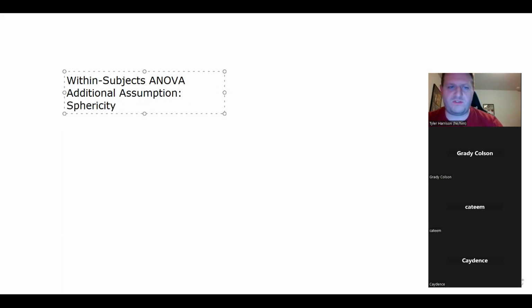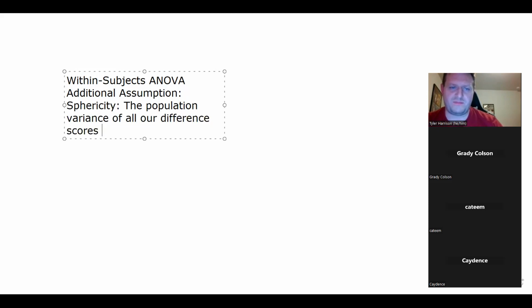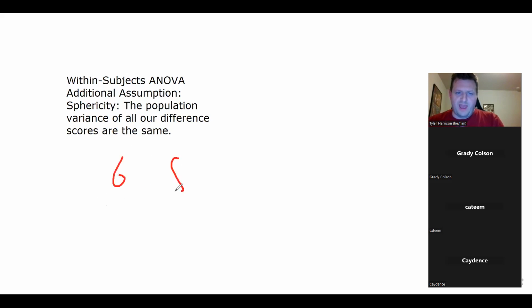Okay. What does sphericity mean? It means that the population variance of all our different scores are the same. So if we've got 3 groups, let's say that we measure people when they are 6, we measure people when they're 8, and we measure people again when they are 10. So we've got a within subjects design, we've got 3 groups.